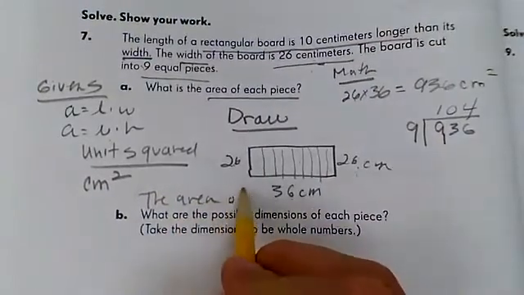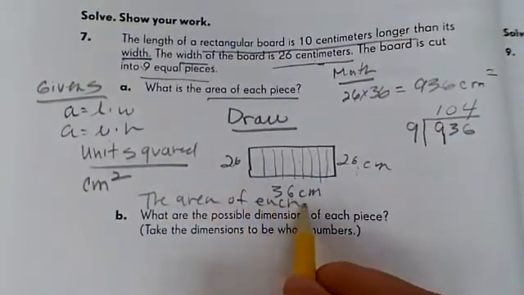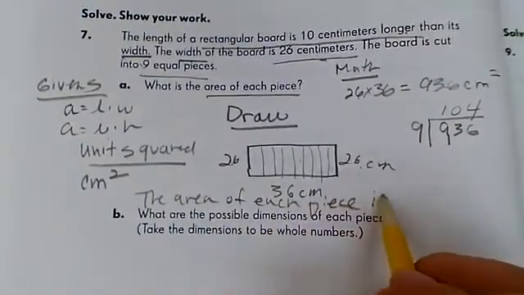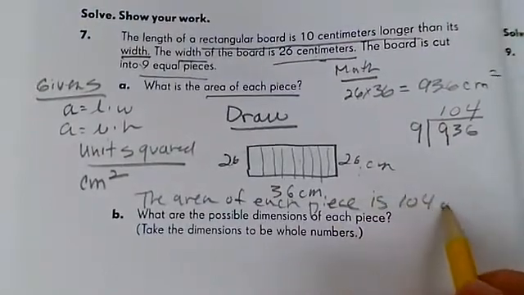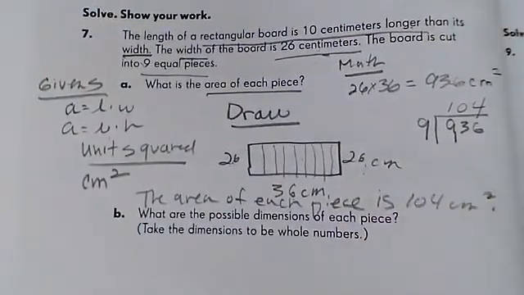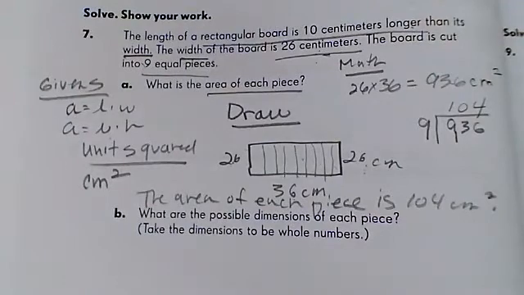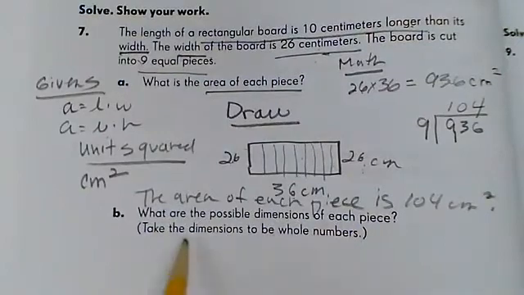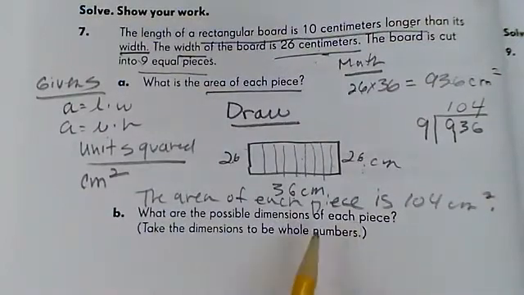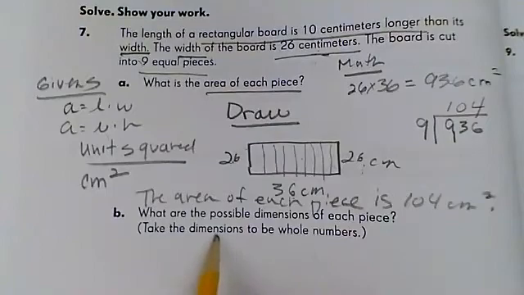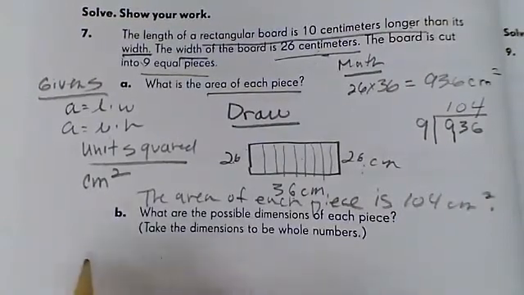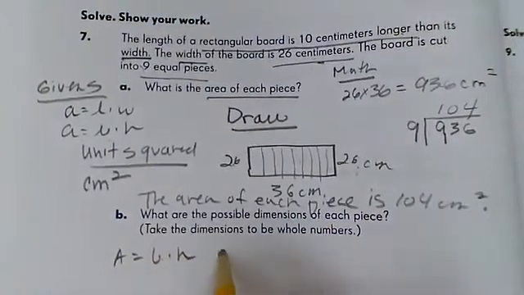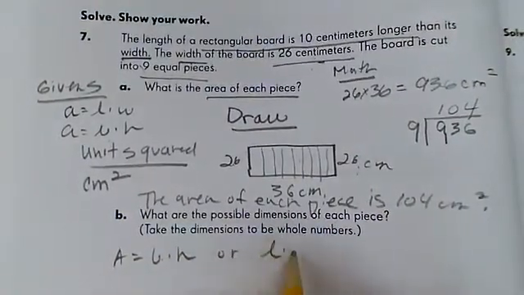The area of each piece is 104 centimeters squared. Boom. That's a lot of work for just that. Now, what does part B say, Riley? What are the possible dimensions of each piece? Okay, so I have to think of area equals base times height, or length times width.